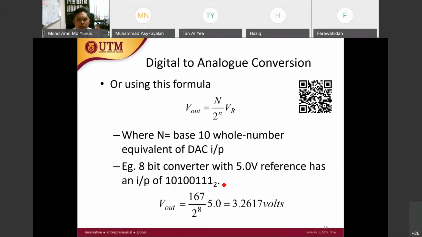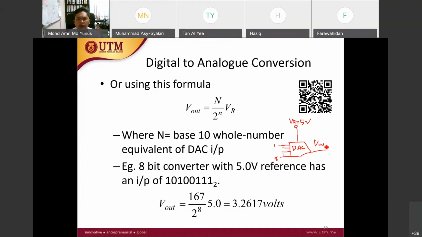For an example here, so we have a DAC. We have digital inputs. In this case, it has 8 bits, 1 to 8 bits, and the reference is equal to 5 volts. So what is the value of V out?